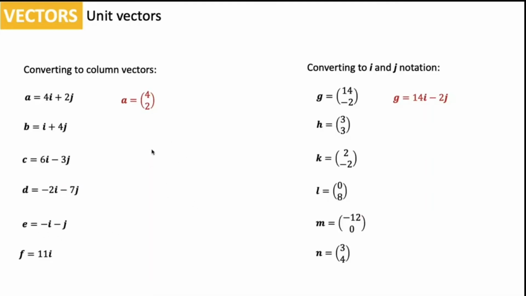Can you convert these from ij notation to column vectors and from column vectors into ij notation? Be on the lookout for when there is no i component or no j component. Be on the lookout for when there's a 0 within the column vector. What does that actually mean? Okay, pause here if you want to try these out.